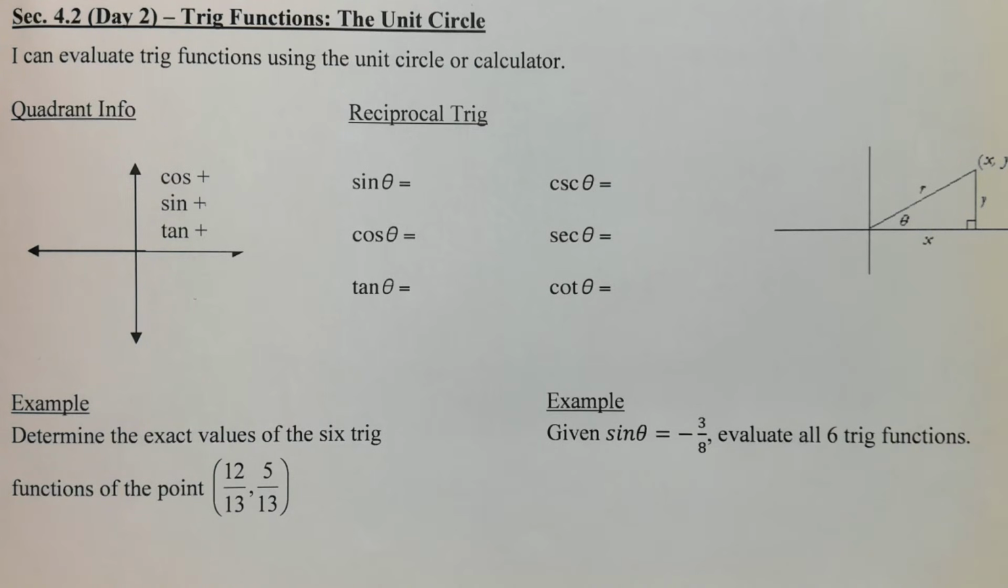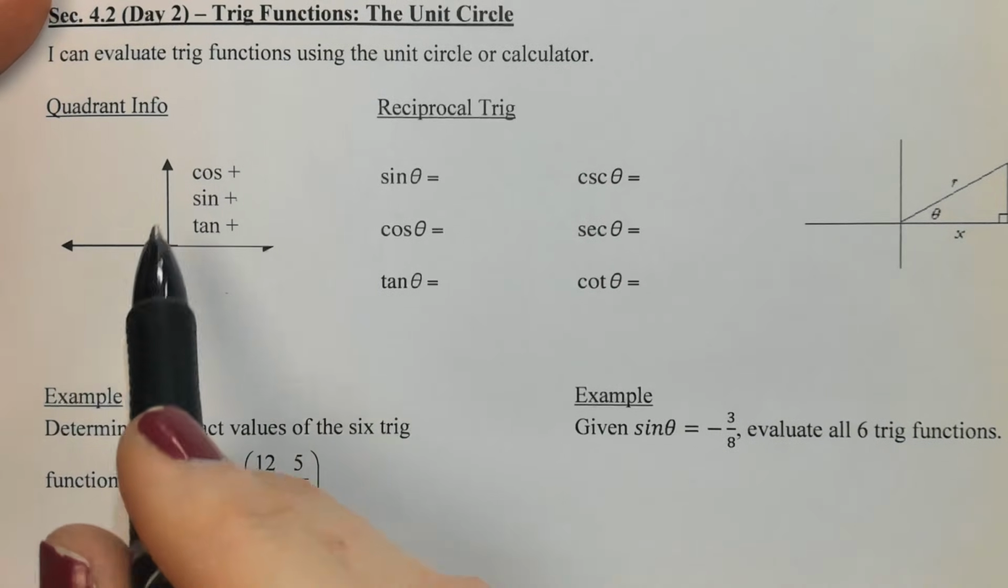This is section 4.2, day 2, and we are going to talk just a little bit more about all of our trig functions, the unit circle, and how to evaluate the additional 3 trig functions, our reciprocal trig functions today. So just a quick recap, we got some quadrant info here.